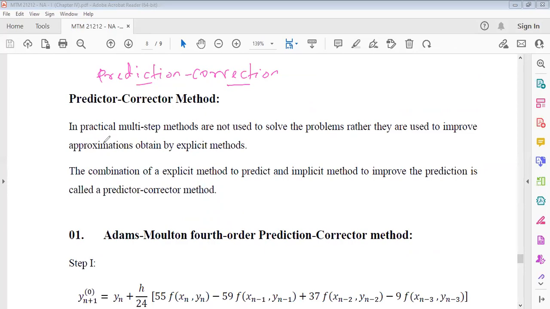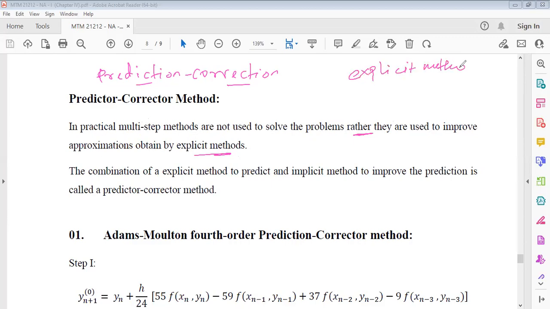In practice, multi-step methods are not used to solve the problem by themselves. Rather, they are used to improve the approximation obtained by an explicit method. Do you remember what I explained about what you mean by an explicit method?